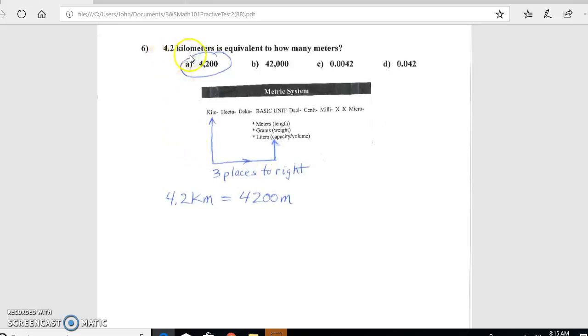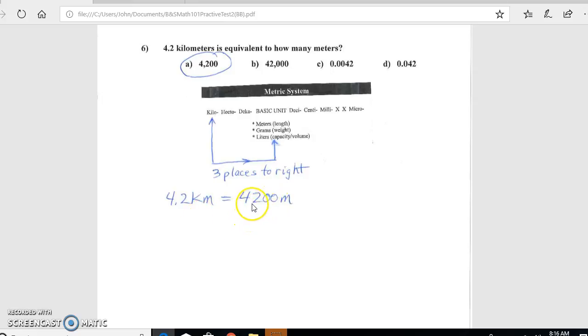So we are given 4.2 kilometers, and we have kilo over here, kilometers, and we want to move to meters, and meters is the basic unit in the center. And to move to meters, we're going to move 1, 2, 3 places to the right, which means I need to move my decimal point 3 places to the right. 1, 2, 3. I'm going to have to put 2 zeros on the right hand side.